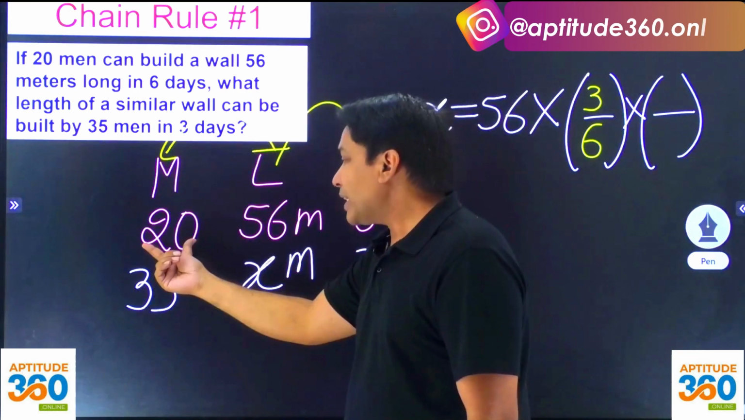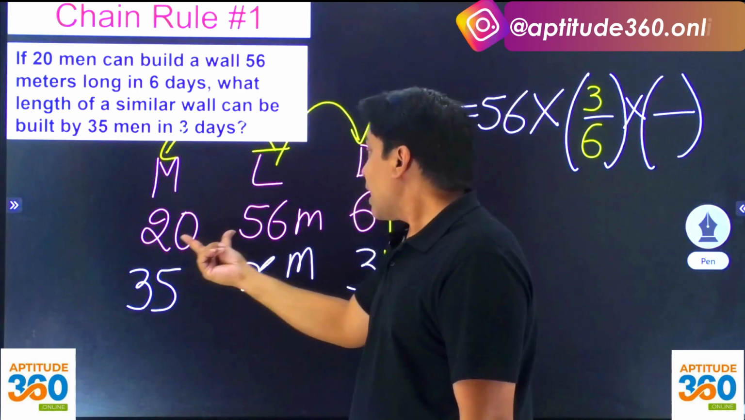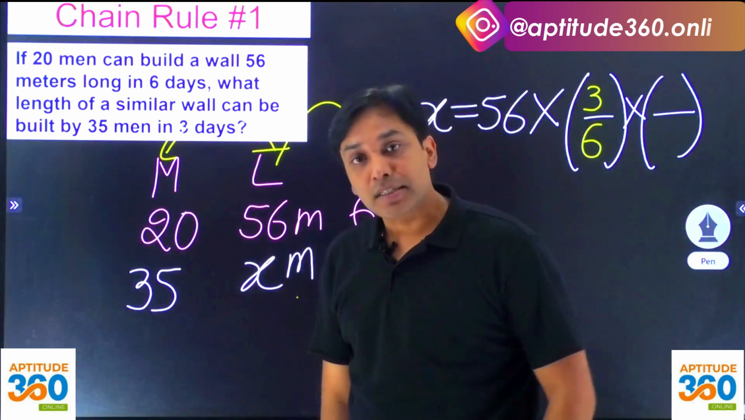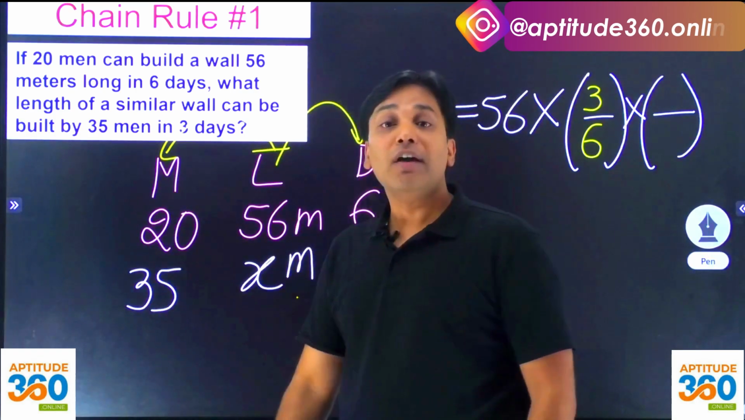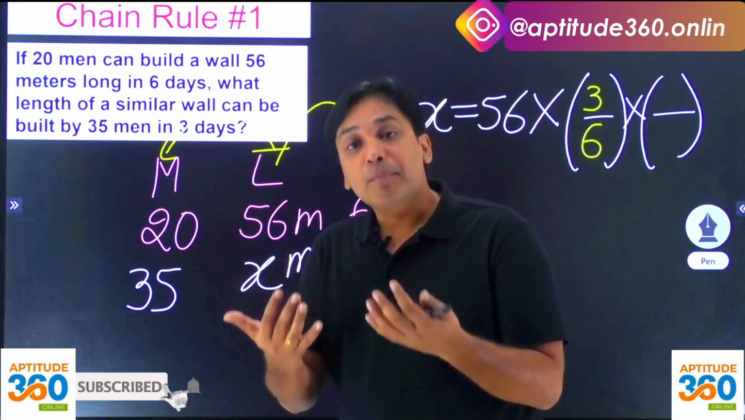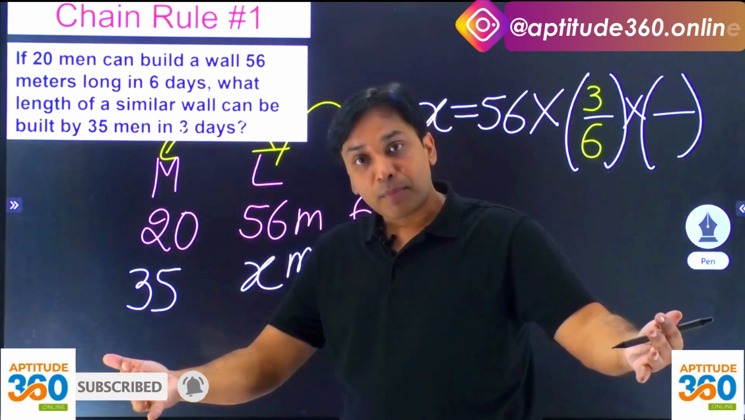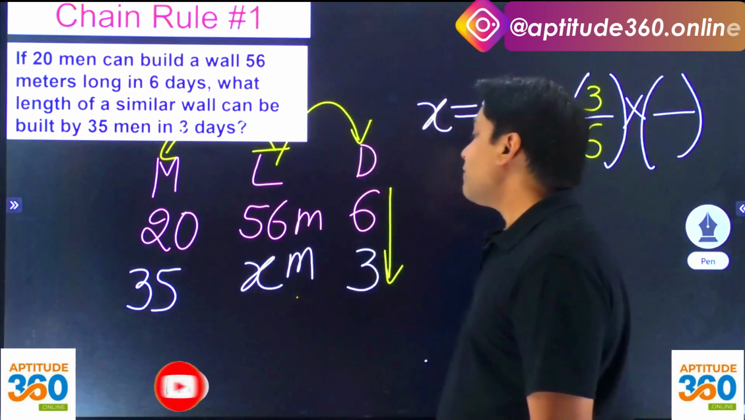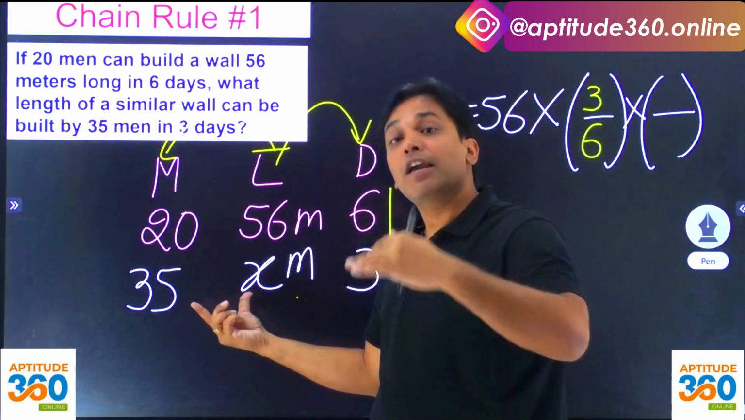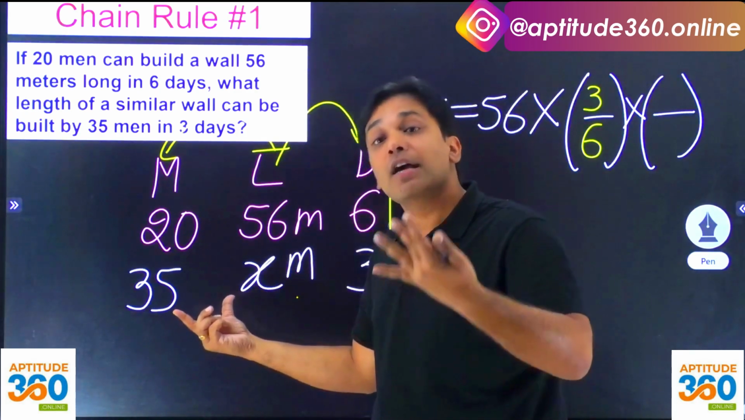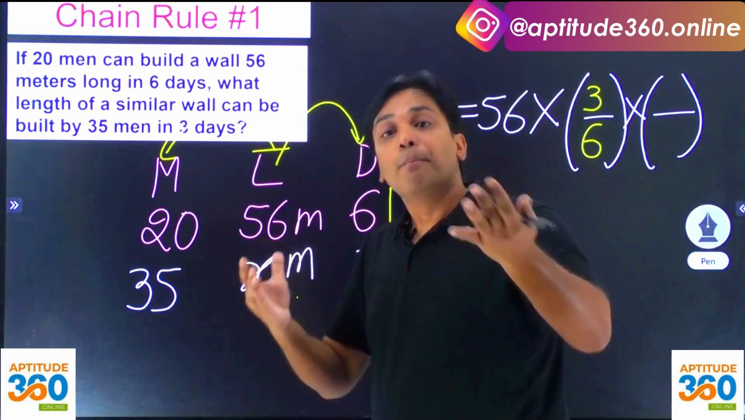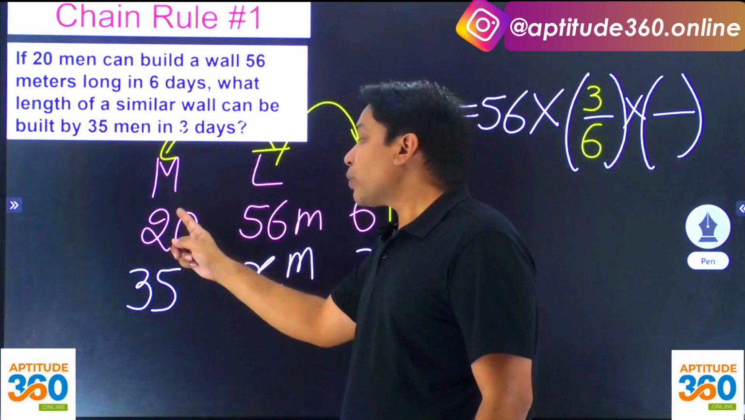When you have got 20 men, you can build a wall of length 56 meters. Now how many men do we have? We have got more men. ज्यादा आदमी आया तो ज्यादा काम करेगा, ज्यादा लंबी दीवार बनेगी, isn't it? So when we have got 35 men, what is going to be the value of x? It is going to be more than 56. If it has to be more than 56, 56 will have to be multiplied with the ratio which is more than 1. So which ratio is more than 1?